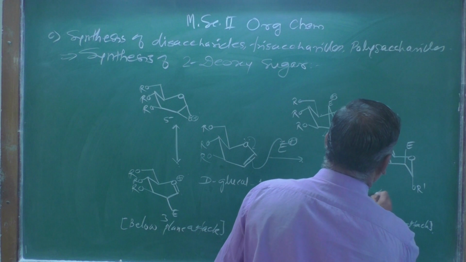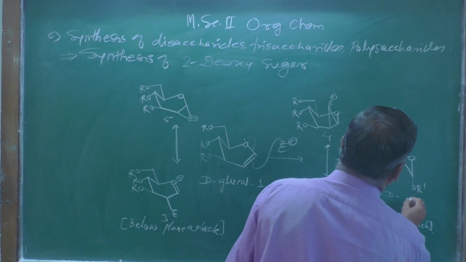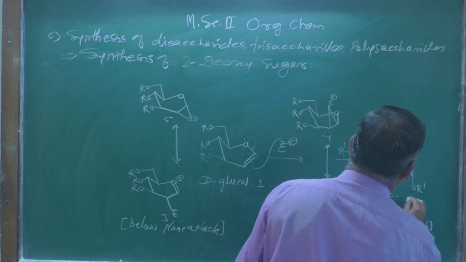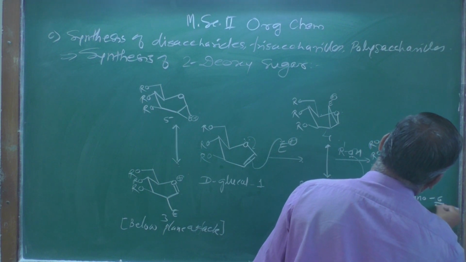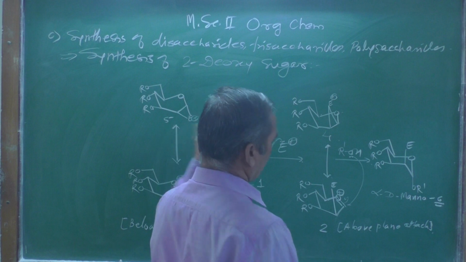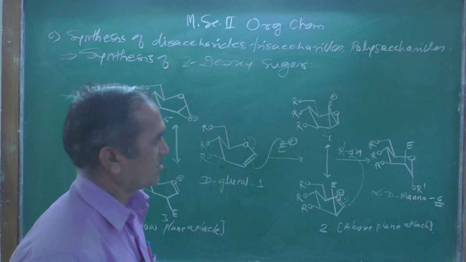This is an alpha D manno because this is the alpha side, alpha D manno. That is the structure number 6, right? This is structure number 5. Now this is the structure number 6.